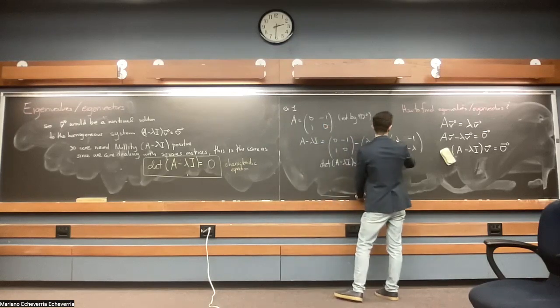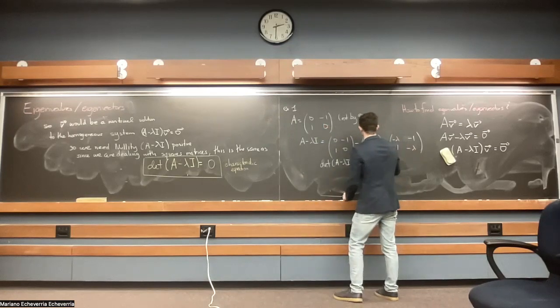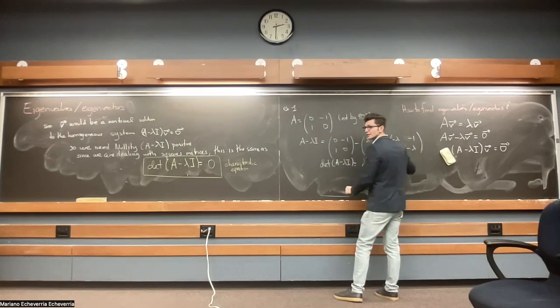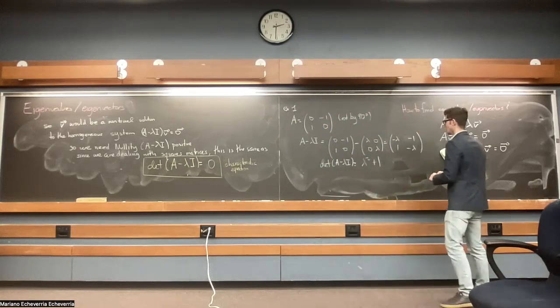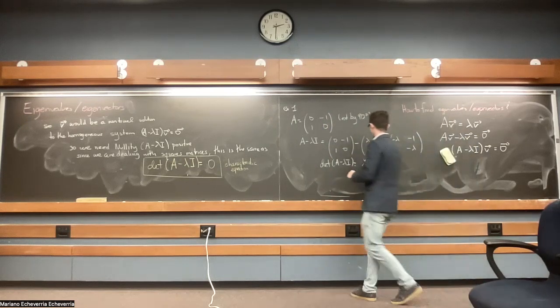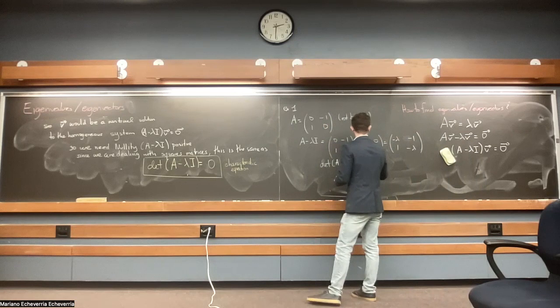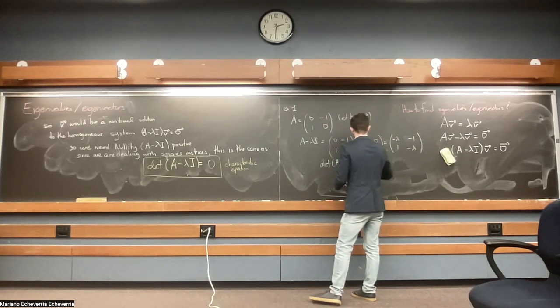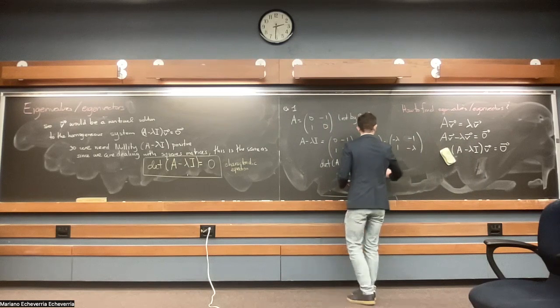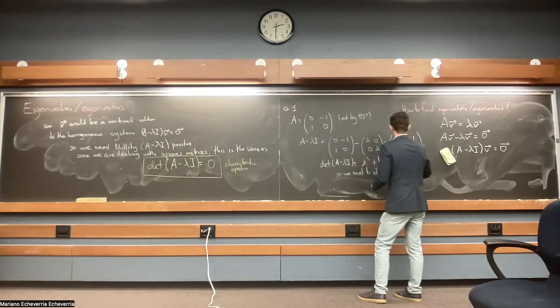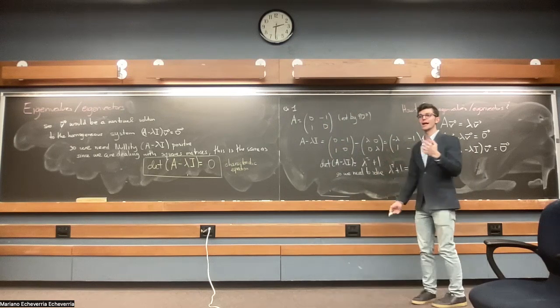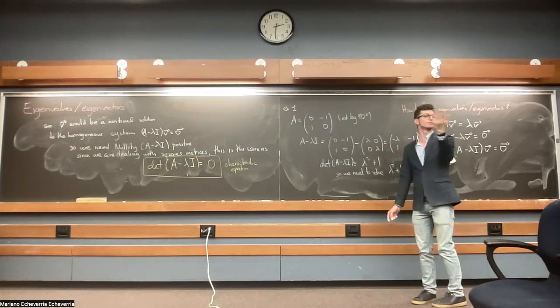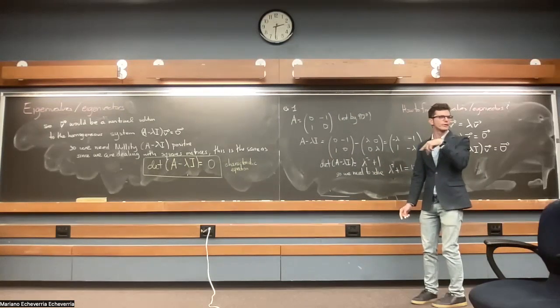Well, the determinant is easy. It's minus lambda times minus lambda, that becomes lambda squared, and this becomes plus 1, right? So we need to solve lambda squared plus 1 equals 0, which gets us back to the previous thing that we found before, lambda squared equals minus 1.